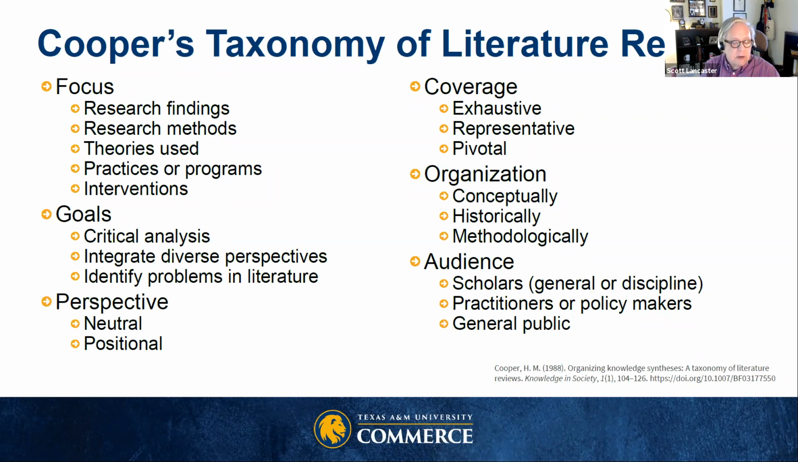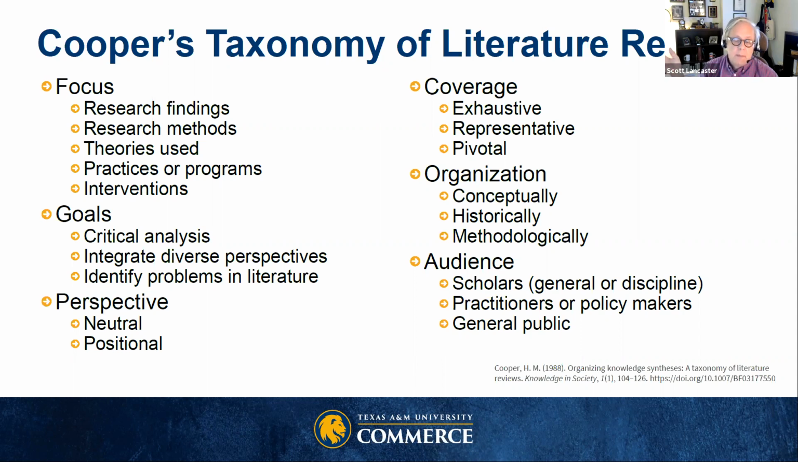And you can also look at the perspective that you're taking when you are writing your literature review. It's basically going to be either neutral, or you're going to take some type of position for or against what's covered in your literature review. Your coverage can either be exhaustive, which is going to be hard to do, but if you have a really narrow focus, you can come close to being exhaustive. It's going to be representative, where you don't try to get everything, you just try to get kind of a random sample.